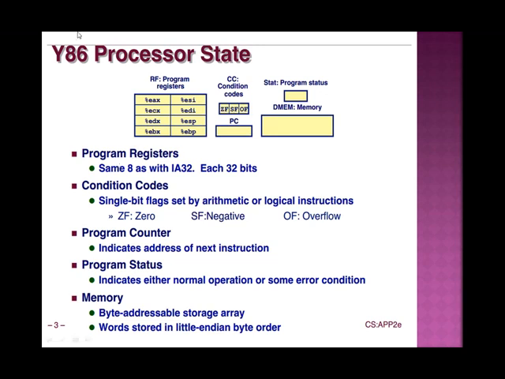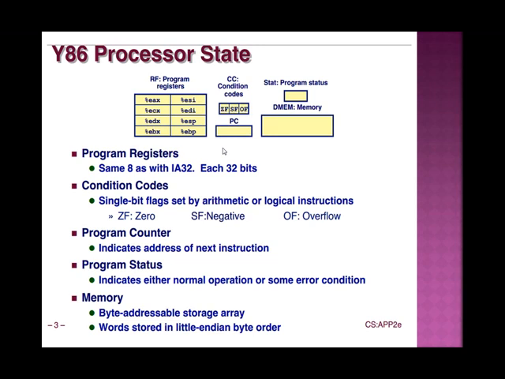One is your program registers. These are the same as in IA32. As I told you, EAX, ECX, EDX, EBX, ESI, EDI, ESP, EBP, these are known as program registers that are the same as in IA32, that is Intel Architecture 32. Each of the registers is 32 bits.